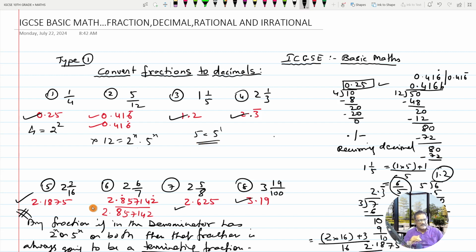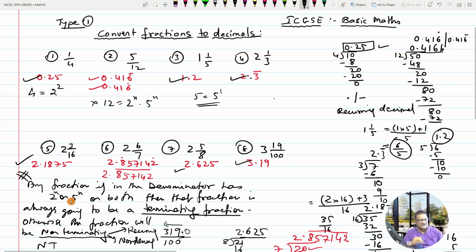So if the denominator in a fraction can be expressed as 2 raised to something or 5 raised to something, then that particular fraction is terminating. So this has to be terminating. And 1 by 5, we saw it was terminating. We got the answer as 1.2. It was not recurring, it was not non-terminating. 2 1 by 3, the denominator is 3, so the fraction is recurring.